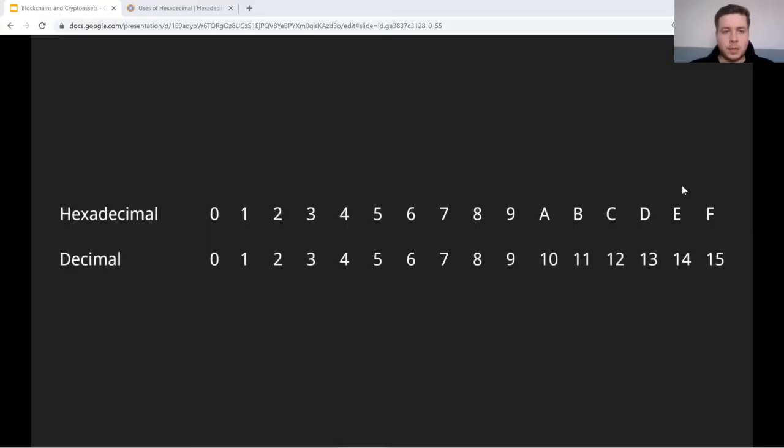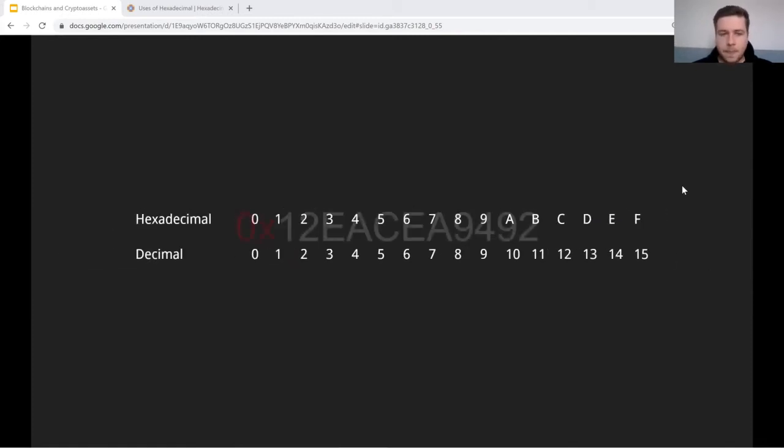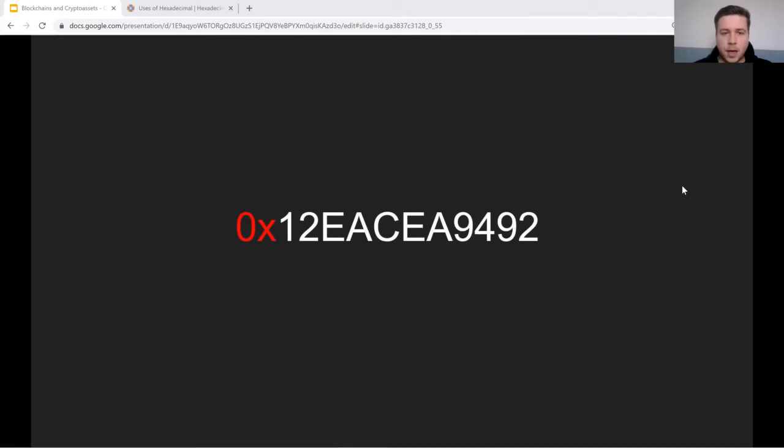The hexadecimal system is essentially a means of simplifying binary or shortening it, making it more manageable for us humans to understand. It's a base 16 system which uses numbers 0 to 9 and letters A to F, as you can see in the table I have on the screen here. This is what a hexadecimal might look like. As you can see, it uses the prefix 0x to tell the reader that it is indeed a hexadecimal.